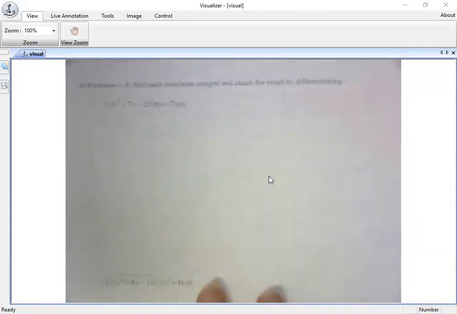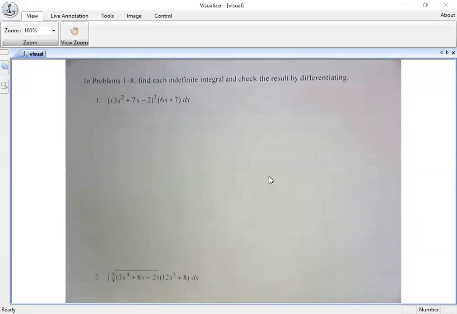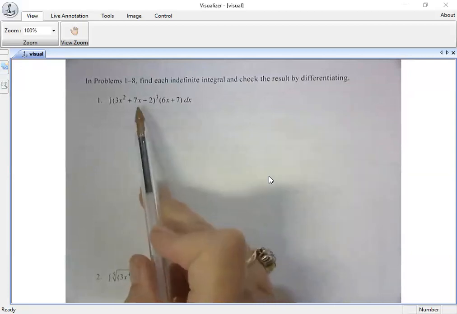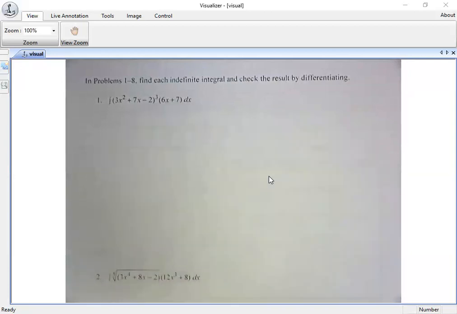So here's the idea, okay? We are going to find each indefinite integral and check the result by differentiating. That's the beauty of this. We can still take our answer, differentiate it to make sure we get back what we started with. Now, do you recognize why this is not easy to integrate the way that it's written?